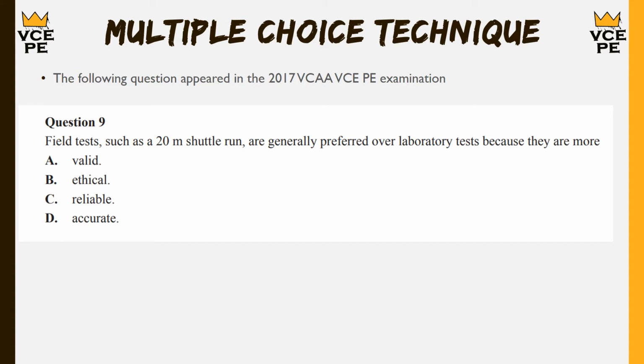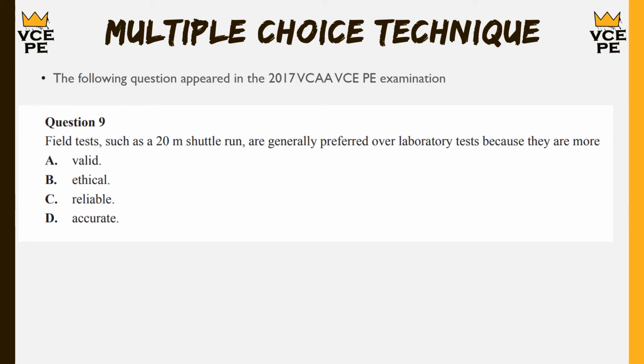So let's have a quick look at this for a second. Are the tests more valid or valid? Well, we do know that valid means, is the test actually testing what we are intending to test as far as the components of fitness? So we do know that the beep test or the 20-meter shuttle run does actually test the aerobic capacity of an athlete. So yes, it's valid. We can leave that for the moment because that's an option, but we need to give each of them their time. So let's have a quick read over the others.